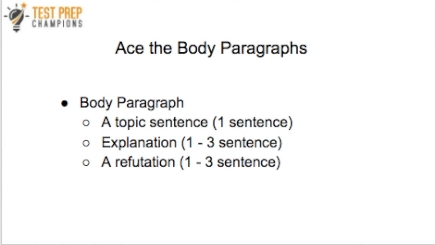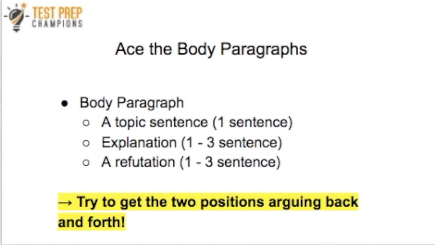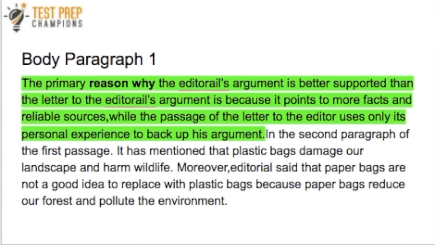And that's your refutation. You're basically looking at points that the author of the weaker passage brings up, and you're explaining why they are weaker or why they're wrong. So the idea here is really you want to try to get the two positions arguing back and forth. So looking at your first body paragraph, you start off by saying, the primary reason why the editorial's argument is better supported than the letter to the editorial's argument is because it points to more facts and reliable sources, while the passage of the letter to the editor uses only his personal experience to back up his argument.